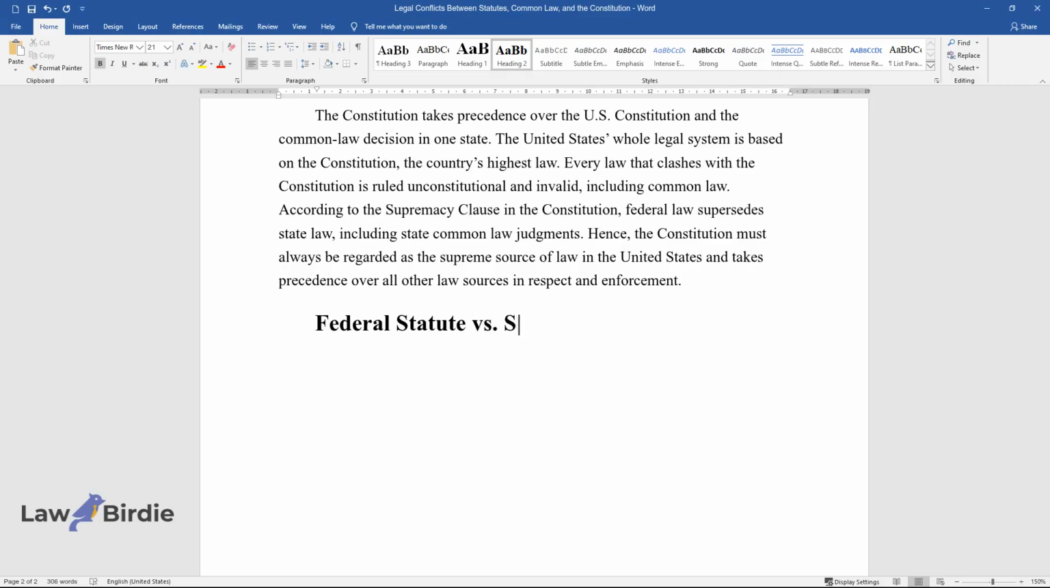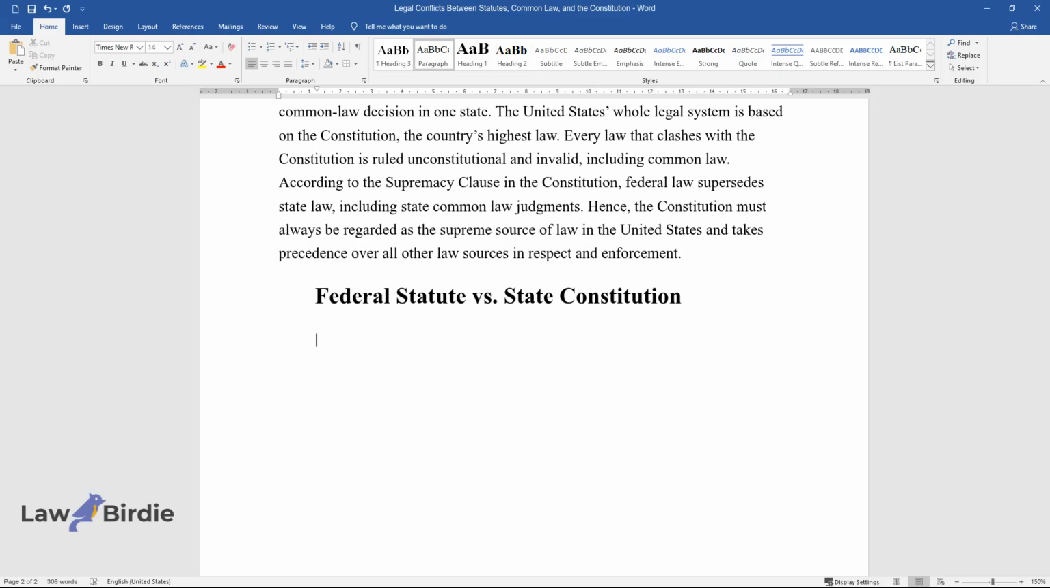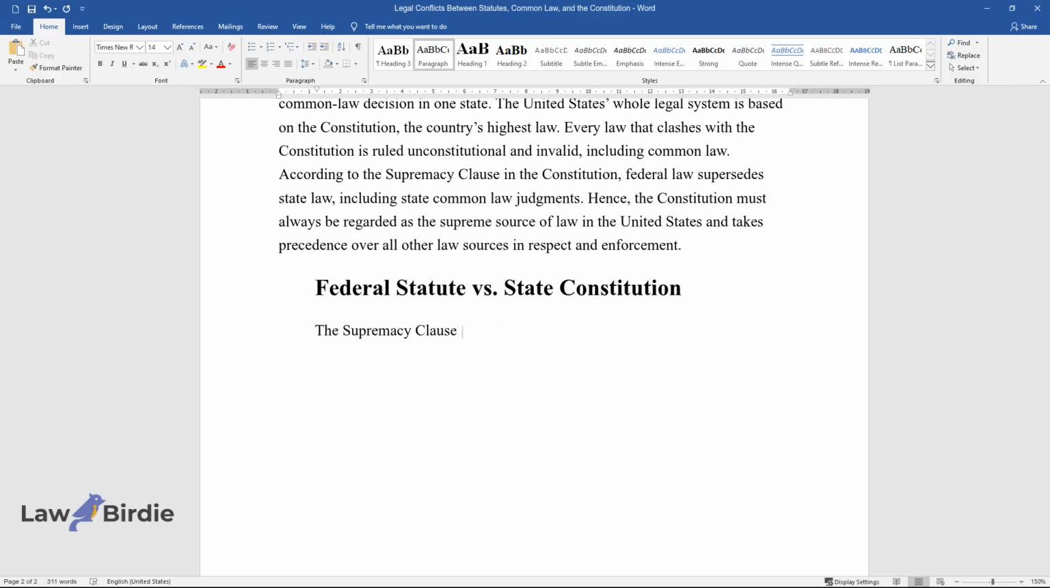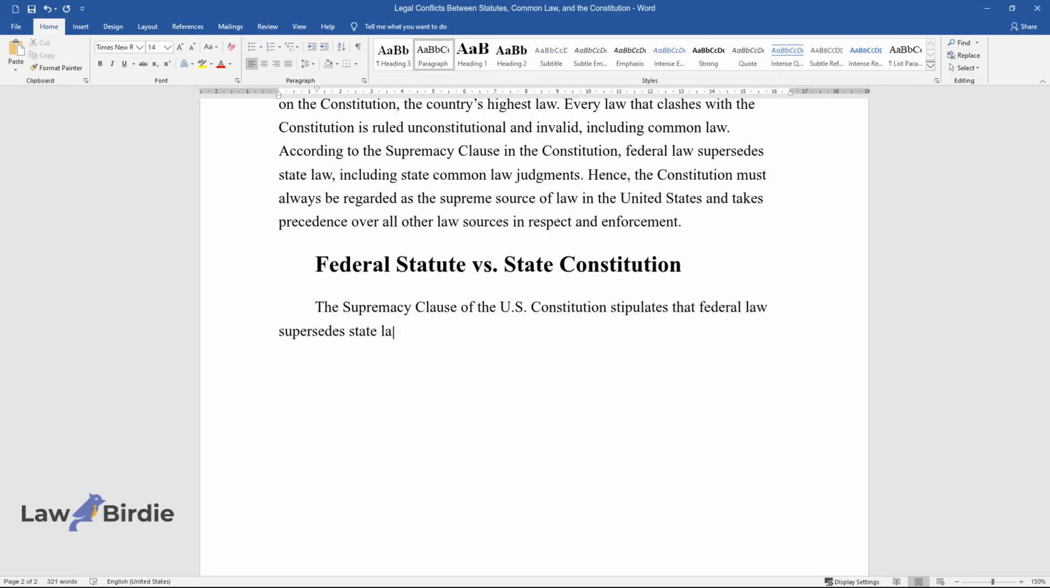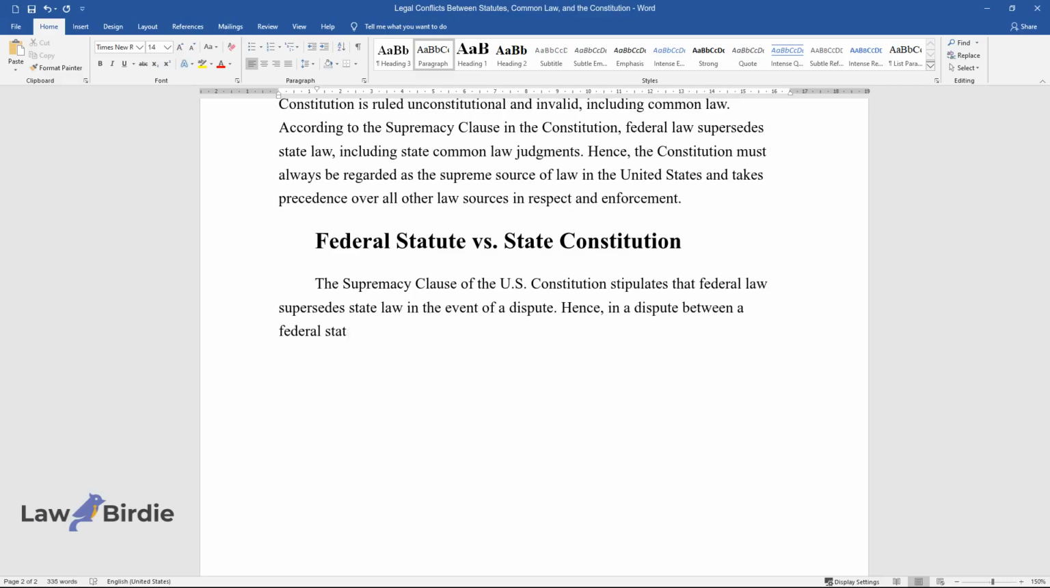Federal statute versus state constitution. The Supremacy Clause of the U.S. Constitution stipulates that federal law supersedes state law in the event of a dispute. Hence, in a dispute between a federal statute and a state constitution, the federal statute would prevail.